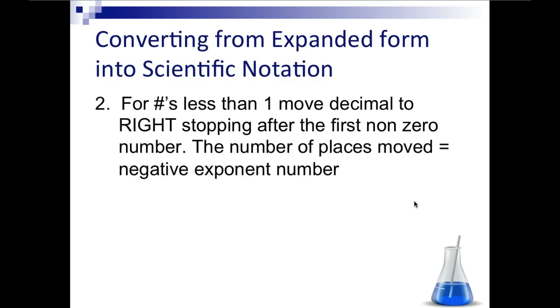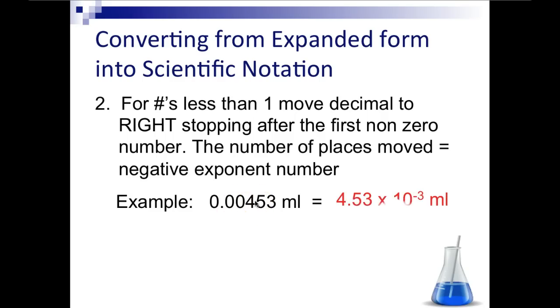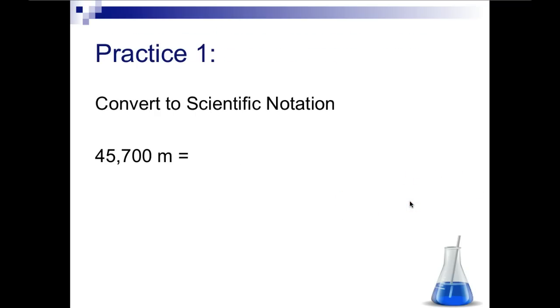On the other hand, for numbers that are less than 1, we're going to move the decimal to the right. And we're going to stop after the first non-zero digit. So, for example, here's our number. We're going to move our decimal place until it's to the right of a non-zero digit. So 1, 2, 3. And since we're moving it to the right, it's going to be a negative number. So negative 3.